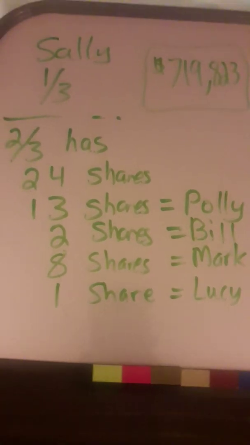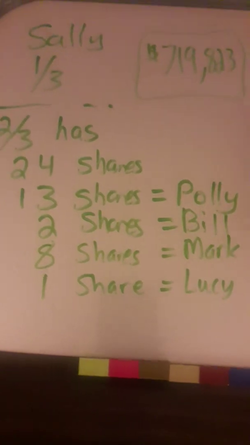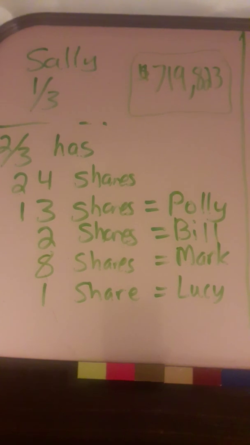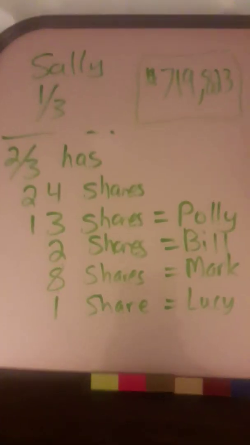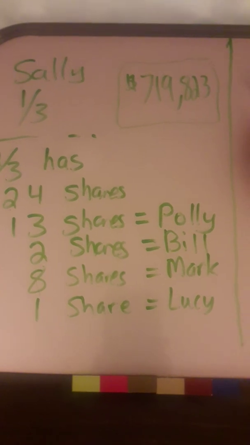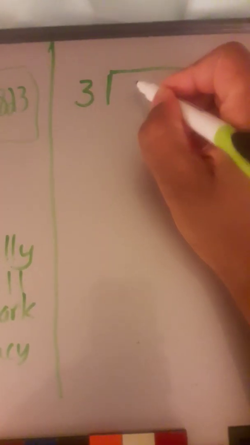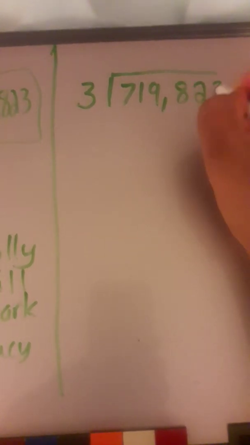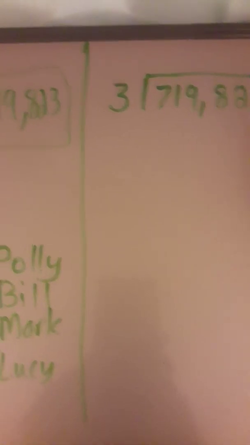So now she needs to find out how much money she has to give to herself and how much money she has to give to each of her investors. The first thing we're going to do is find out what Sally's share is, and that is 1/3. So we're going to set up a long division problem, and we're going to have 3 divided by $719,823.